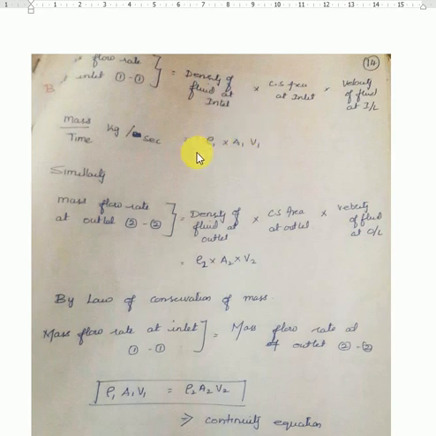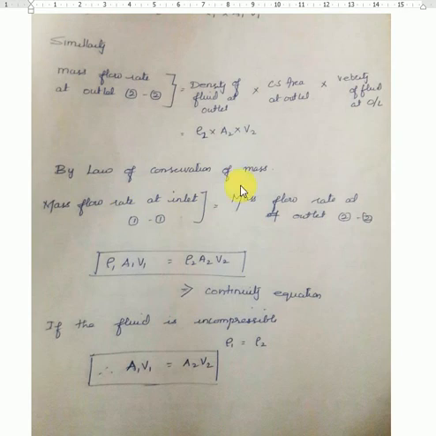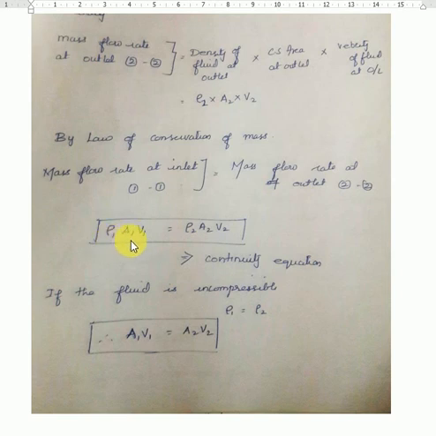So the mass flow rate at inlet equals rho 1 A1 into V1. Similarly, the mass flow rate at outlet equals rho 2 A2 V2. So by the law of conservation of mass, the mass flow rate at inlet equals the mass flow rate at outlet. So rho 1 A1 V1 equals rho 2 A2 V2. So this is the continuity equation, the basic continuity equation.